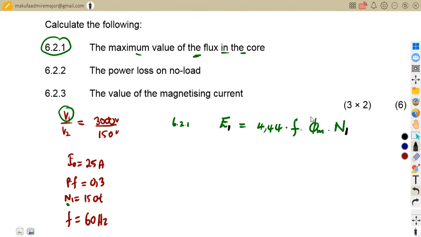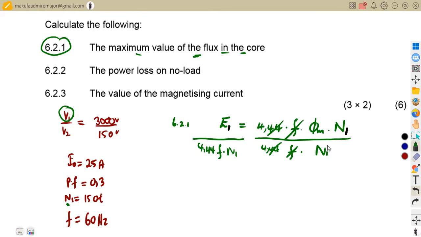So all we need is to make the maximum flux the subject of the formula. We are going to divide by 4.44 times the frequency times N1 on both sides, so that we remain with the maximum flux. As we can see, this part and this part will cancel. Thus, our maximum flux is going to be the voltage over 4.44 times the frequency times the number of turns on the primary.